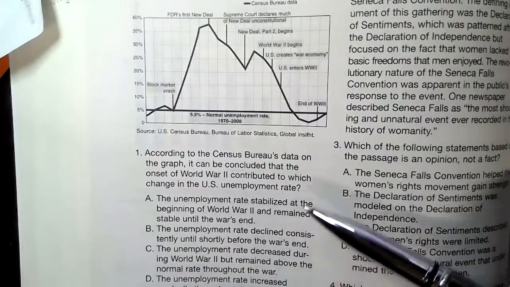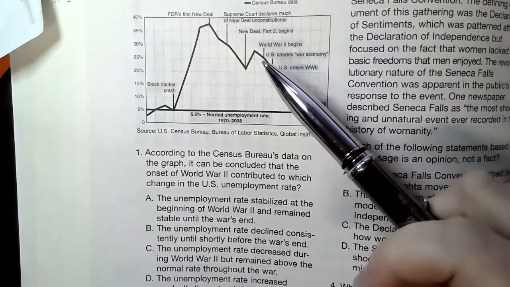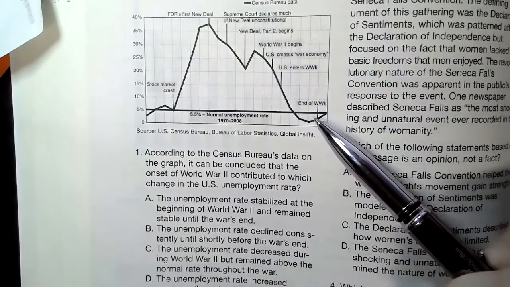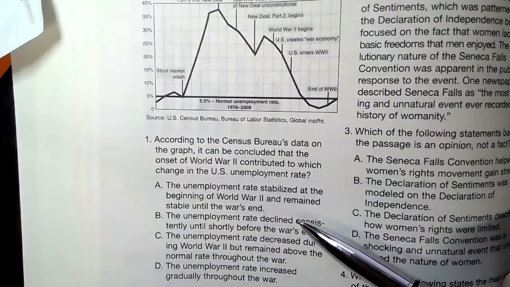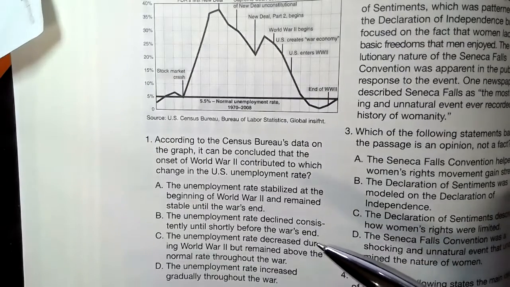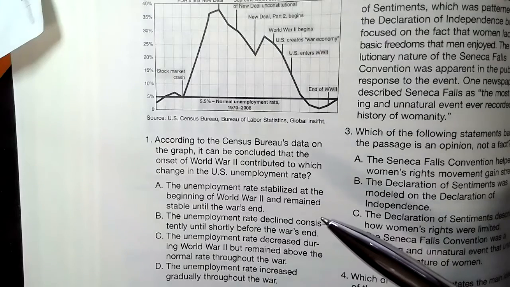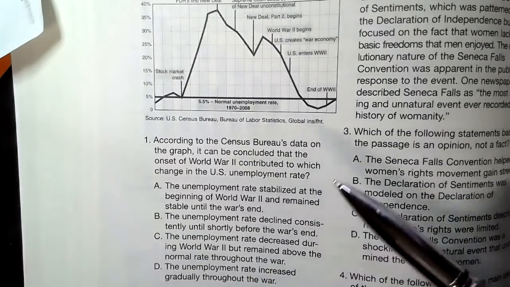B. The unemployment rate declined consistently until shortly before the war's end. Declined, declined, declined, declined, declined. Oh, did a little uptick. That one looks pretty good. And actually, I would choose that one right now, but we're going to check the others just so if you don't really understand the concept of the question, you can eliminate answers so you get the right answer.